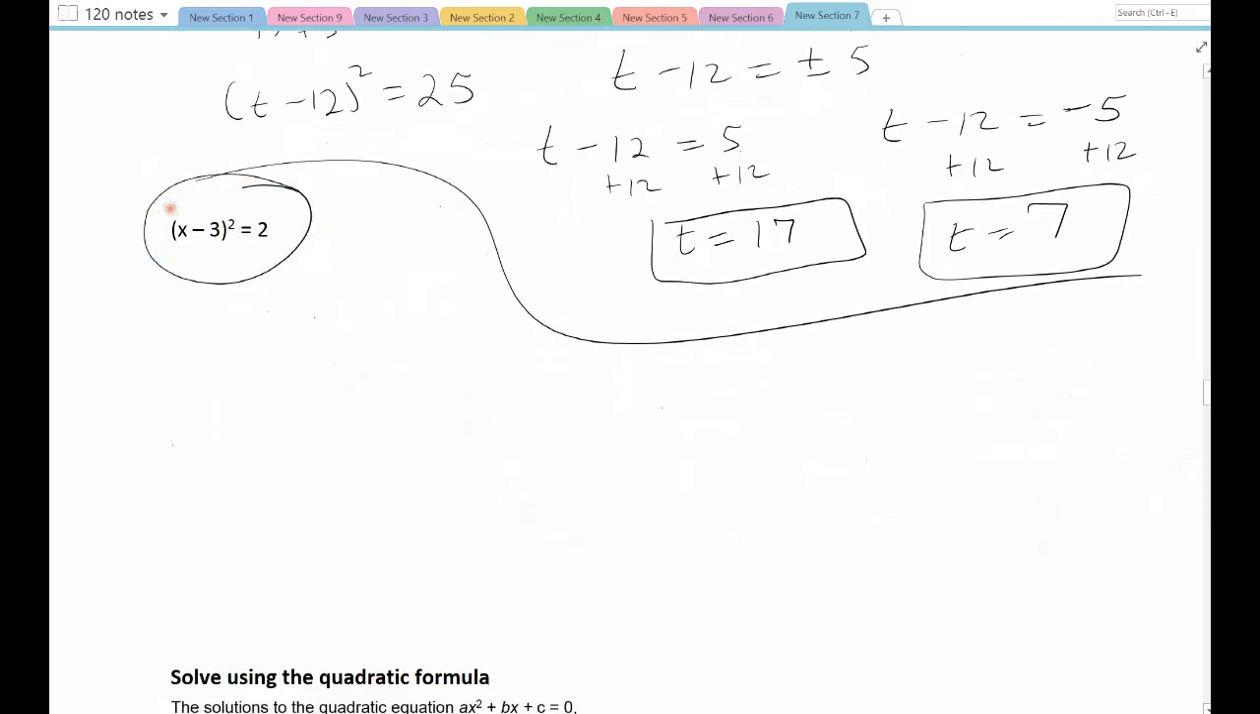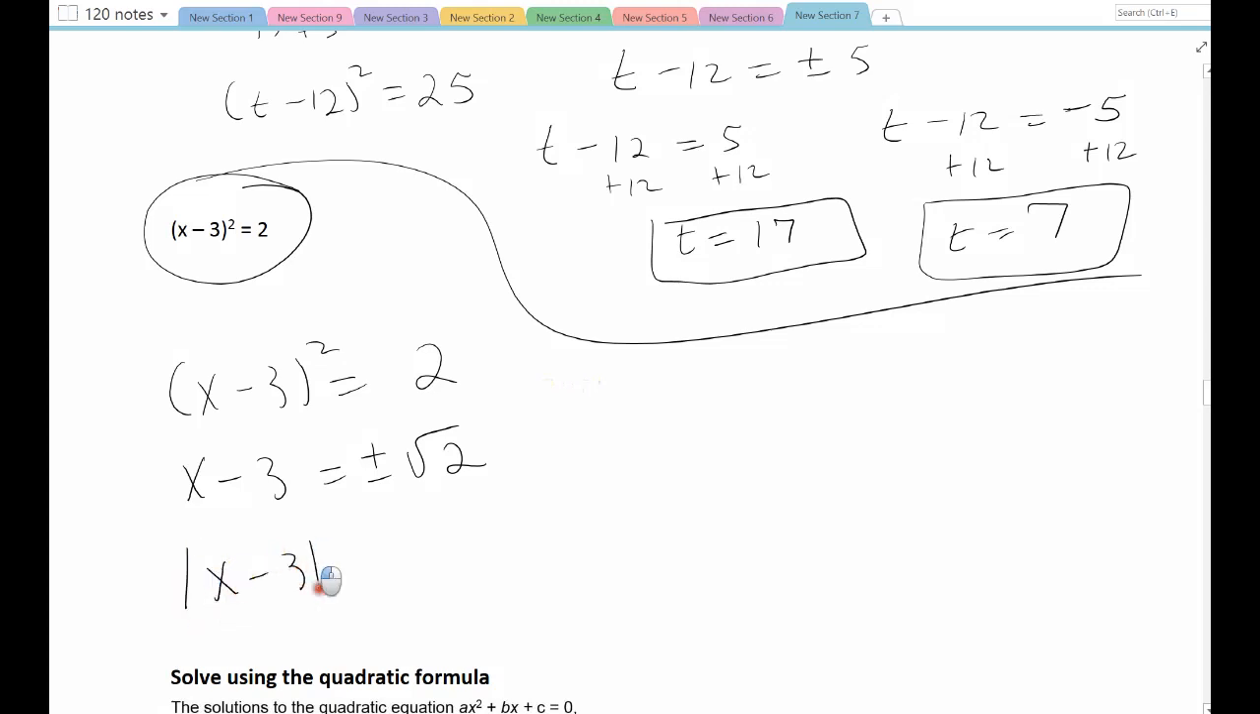Alright, the last one. Again, this is the same idea. X minus 3 squared equals 2. So it's already set up, I don't have to do any simplifying. But I get rid of the square by taking the square root. When I take the square root, I've got to remember it's plus or minus. So it's x minus 3 equals plus minus square root of 2. Again, another way to think of that, it would have been the same thing as the absolute value of x minus 3 equals square root of 2. And so there are two solutions.